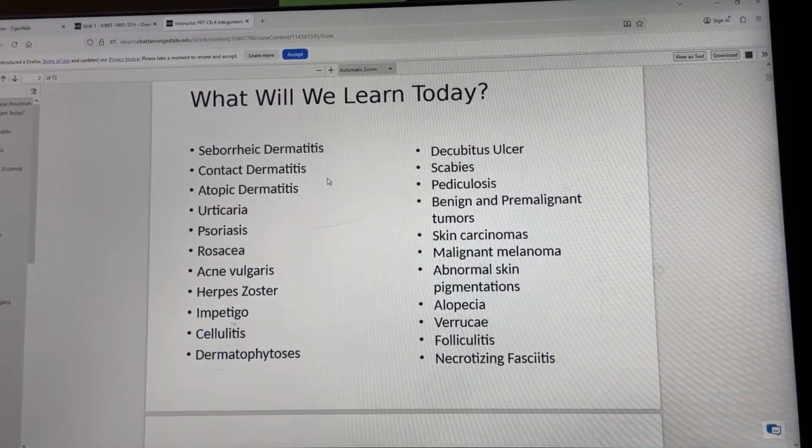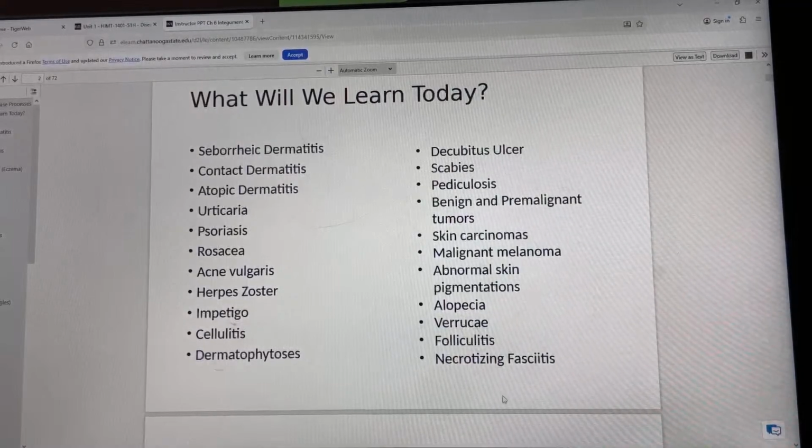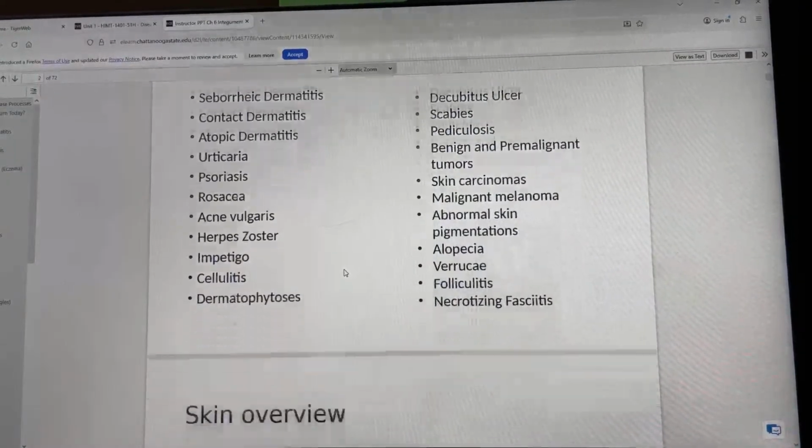So as you're reading through the chapters and you see something that isn't on this list, again, just skip it, okay? Only focus on reading from the textbook the conditions that are on this PowerPoint, okay?